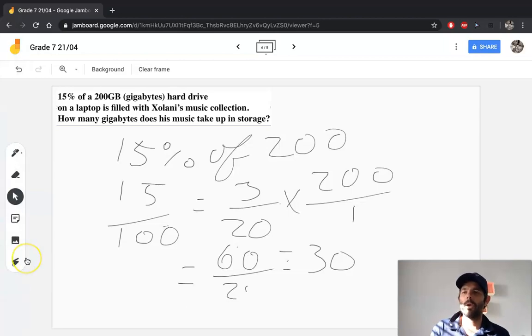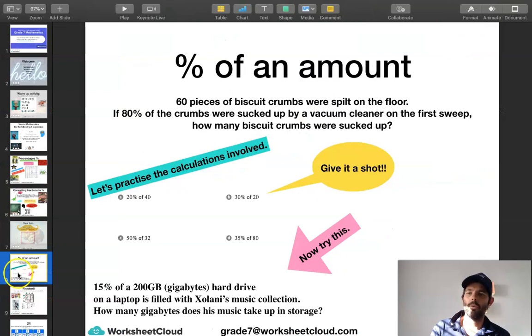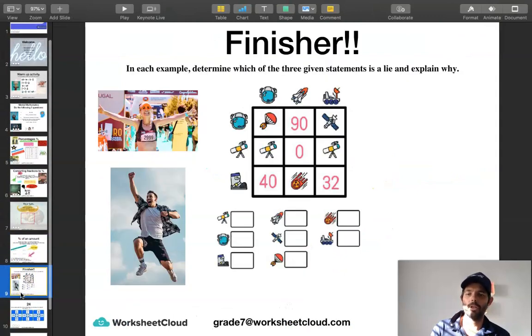Okay, guys, go back and have a look at those questions. Make sure you understand what we're looking for, and make sure you understand how to work out the percentages of amounts. You must choose which method you would like to go with. Right, all that's left for us today is our finisher. Okay, so off you go and have a look at that.